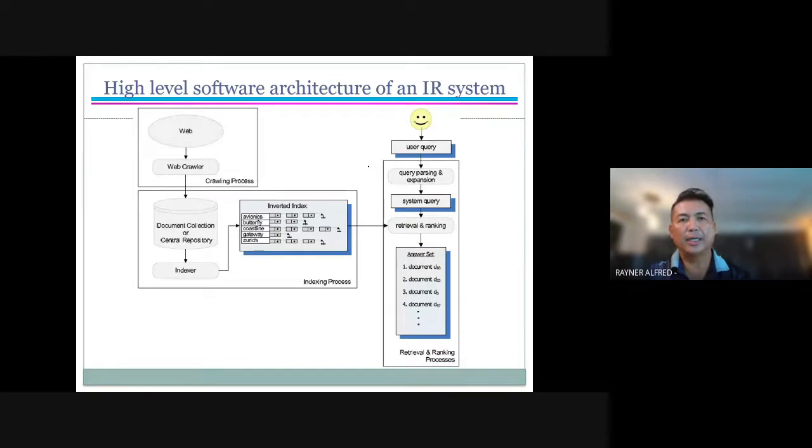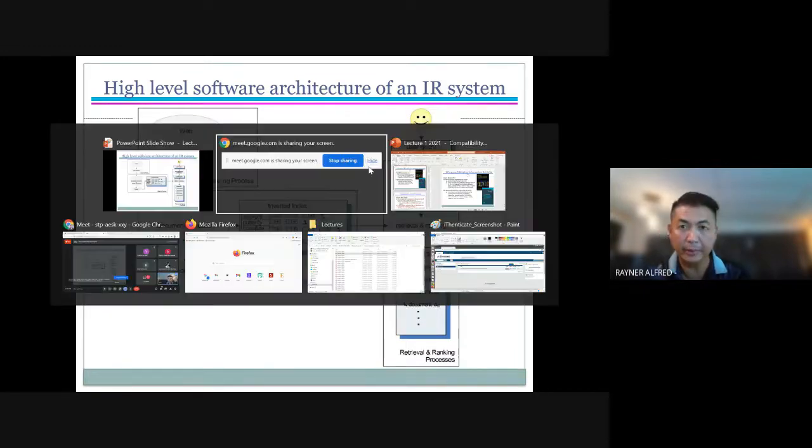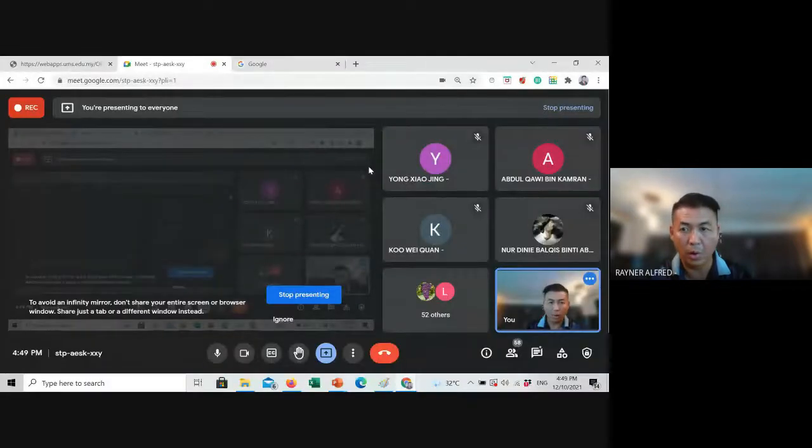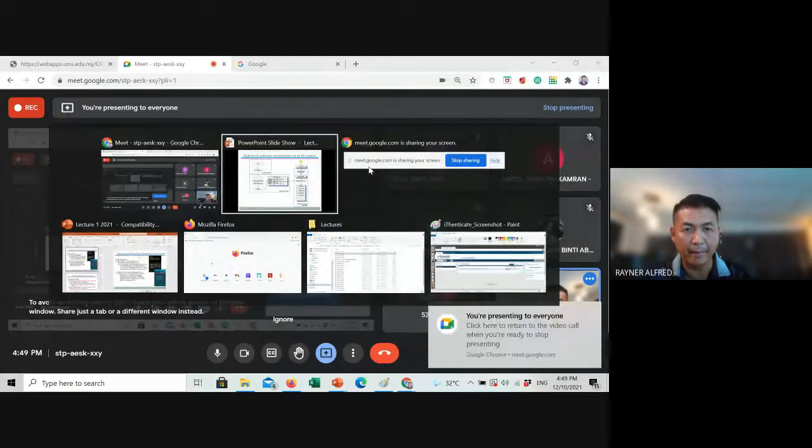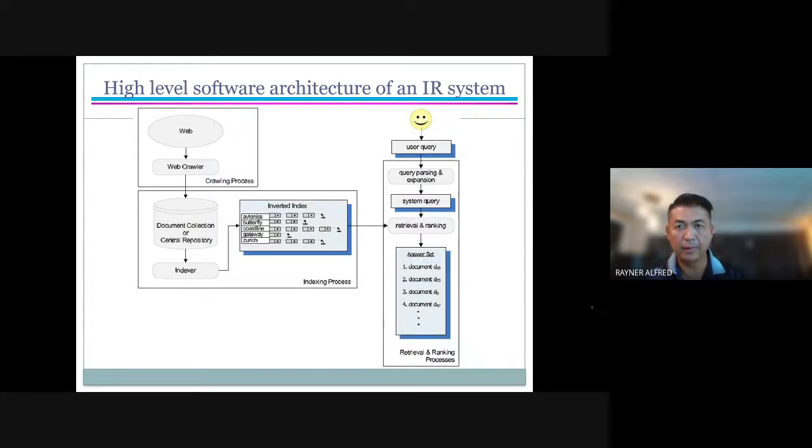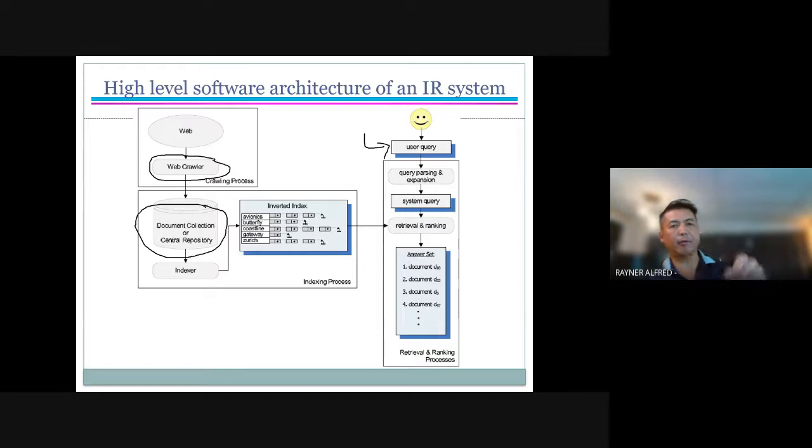Okay. So this is the architecture of IR. Can you see this one? Ataupun too small? Boleh nampak? So before we will be able to do some query, of course, you have a database that stores all the documents. But before you can have this database, you should have a crawler. A crawler is just a program that will crawl the web and get all the documents stored here with the index. All the documents will be indexed here. For example, these documents 1, 2, 3 will be indexed using these terms.